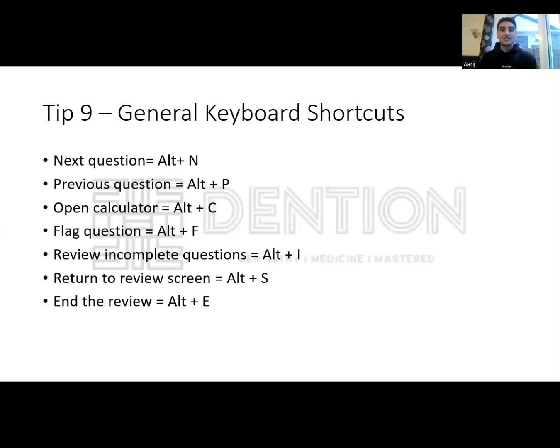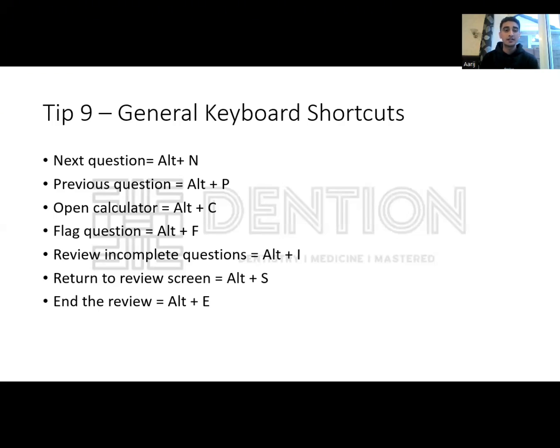Okay, we're on to our last tip. So tip 9 is, I just thought I'd add in some general keyboard shortcuts for you all. These are some tips that I've scoured the web for, and they're not all of them, there are more online, but these seem to be the ones that were most helpful to me in my exam, and the ones that I feel like were saving the most time.